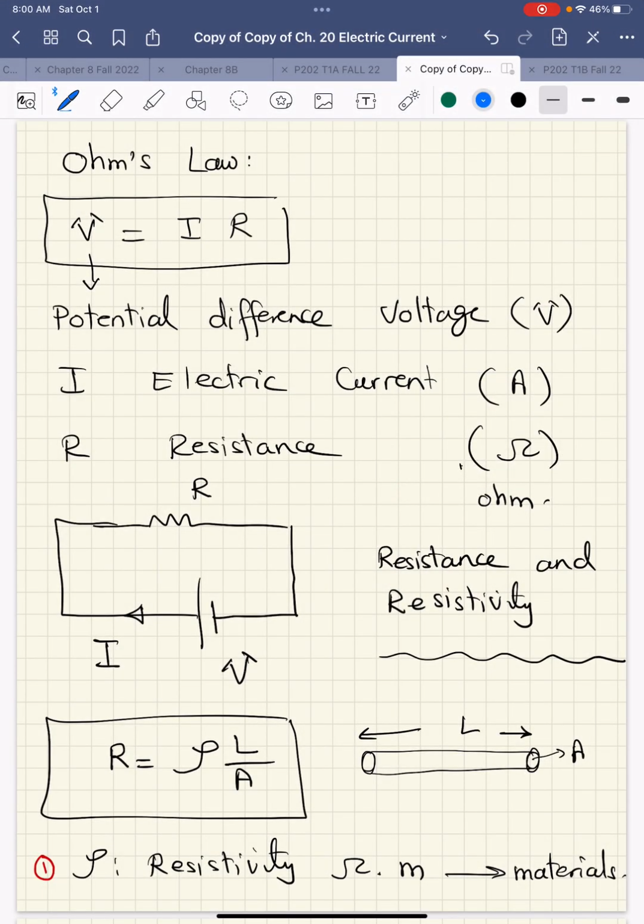All right, now we did say before that we have Ohm's law, which is V equals IR, and we said V is the potential difference or the voltage in volts, I is the electric current in amperes, and R is the resistance in ohms. And here we want to now learn what are the factors that affect the resistance. Therefore, we are going to talk about resistance and resistivity.